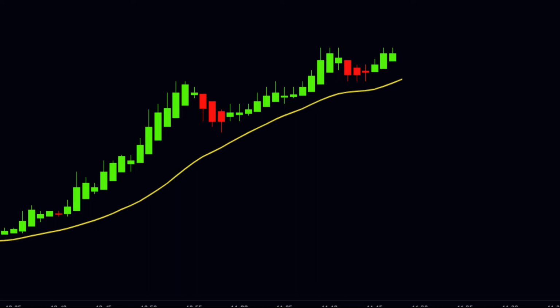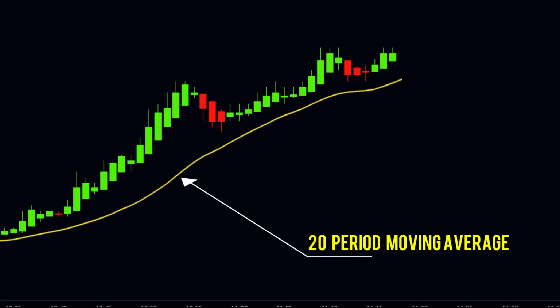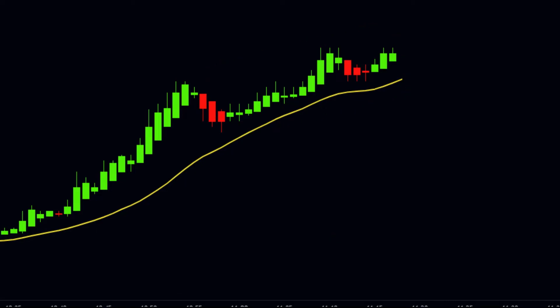Moving average is the average of the closing price of the candles for a specified period. For example, if we plot a 20 moving average on the chart, it will be the average of 20 candles. If we go for a 1 minute chart, then one candle represents 1 minute. In the same way, for a 1 day chart, one candle represents 1 day.